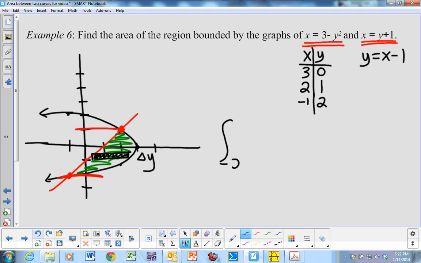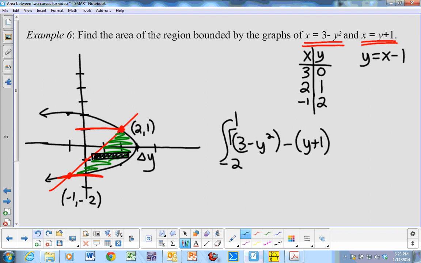Now you might want to verify that that's actually where they intersect. Since we drew carefully, we can see the y values of these points. This point right here is (2, 1), and this point right here is (-1, -2). So the y value goes from -2 to 1. Now instead of top minus bottom, you can also just think of turning your head. If you turn your head to the right, the top is the parabola and the bottom is the line. And we just think right minus left. So we're going to take the parabola minus the line, and everything needs to stay in terms of y.